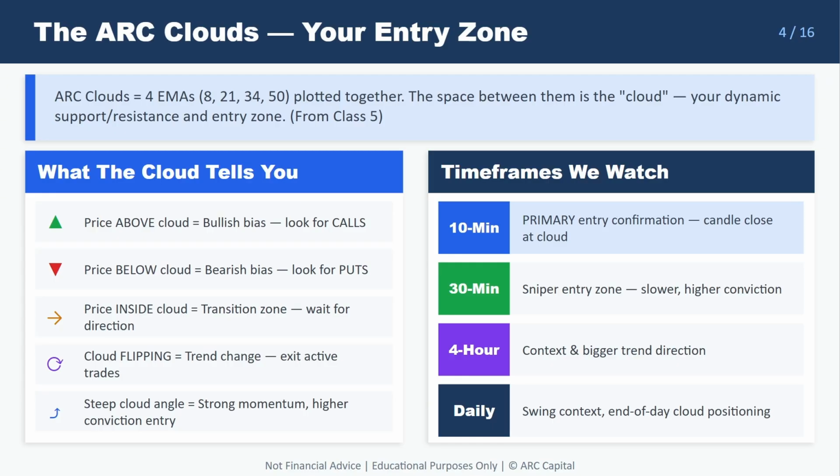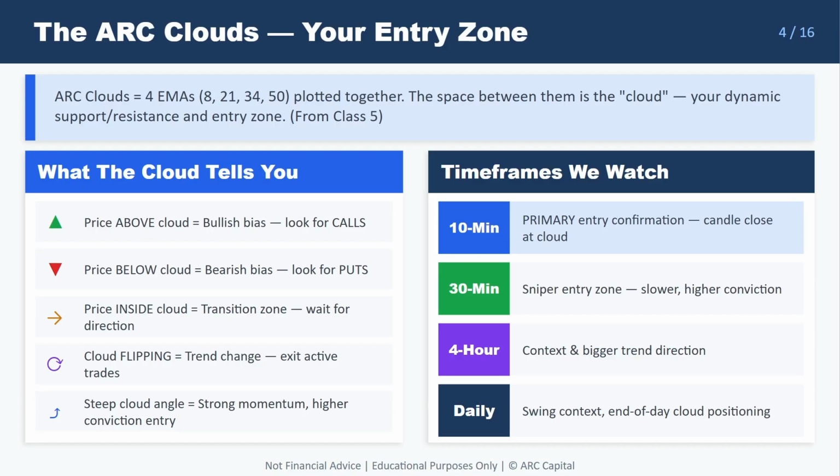Time frames that we watch: the 10-minute is the primary time frame that we watch. Primary entry confirmation on any cloud test, right? The 30-minute is that sniper entry zone, right? It's slower, but more of a high conviction support and resistance. Now, in this case, everything has been in an uptrend. The market has been in an uptrend lately.